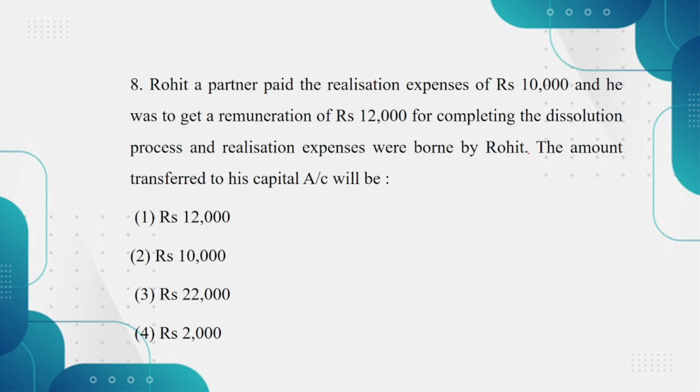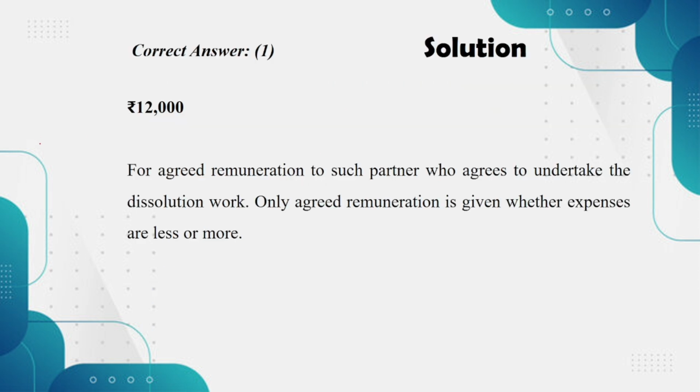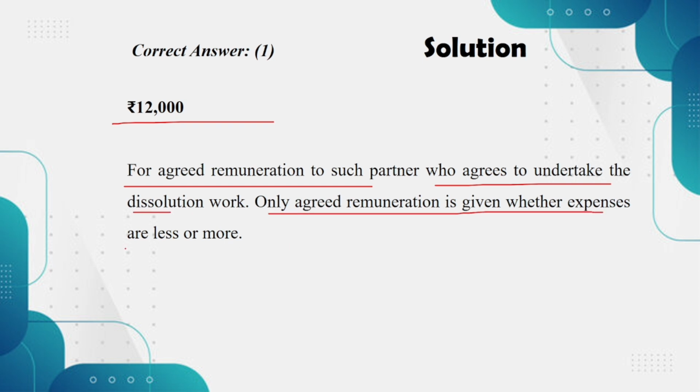Rohit, a partner, paid the realization expense of rupees 10,000 and was to get a remuneration of 12,000 for the completion of the dissolution process, and the realization expenses were borne by Rohit. Amount transferred to his capital account? You know very well, if the remuneration amount is higher, that amount will be transferred to the credit side of the capital account. So the answer will be 12,000. Please read the explanation. For agreed remuneration to such a partner who agrees to undertake the dissolution work, only the agreed remuneration is given whether the expense is less or more. Please remember the quoting.